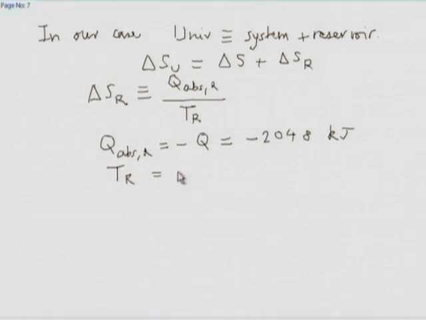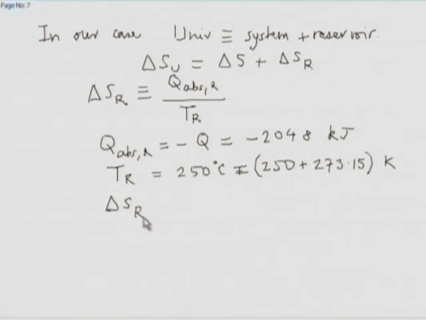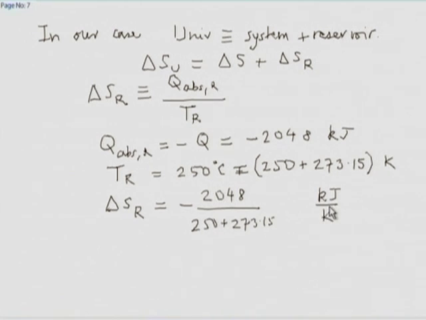T reservoir is 250 degrees C, which is 250 plus 273.15 K, and that means delta S reservoir is minus 2048 divided by 250 plus 273.15 kilojoule per Kelvin. Never forget to write the units even when you write a formula, and you calculate this out, and then you calculate delta S universe as the sum of this delta S R and the delta S for the system which we have already determined, and check whether it is positive, negative or 0.